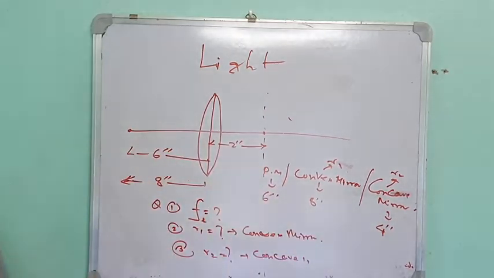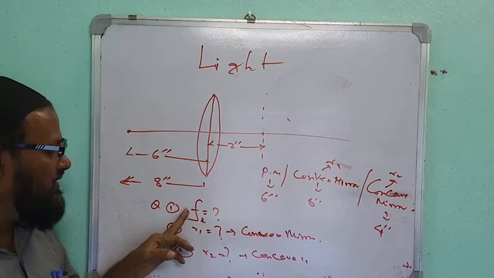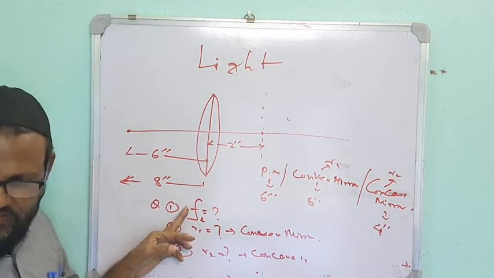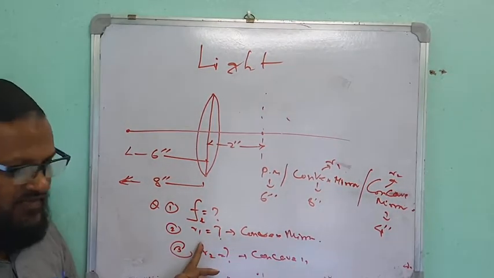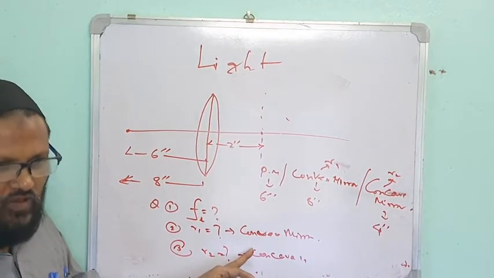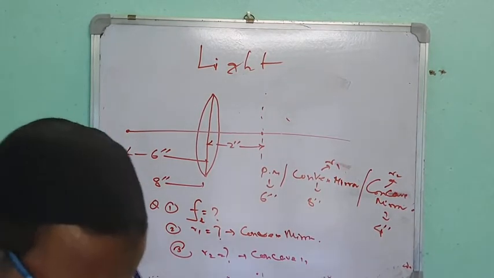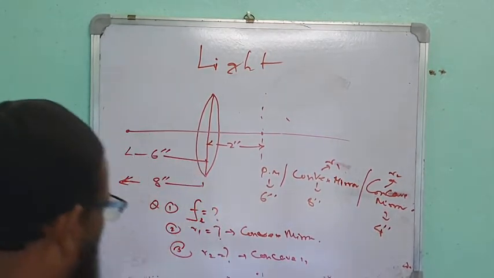In 3 cases, ultimately, we have to calculate the focal length of the lens, the radius of curvature of the first mirror, that is the convex mirror, and this is the concave mirror. The question is very important. I am giving the figure.